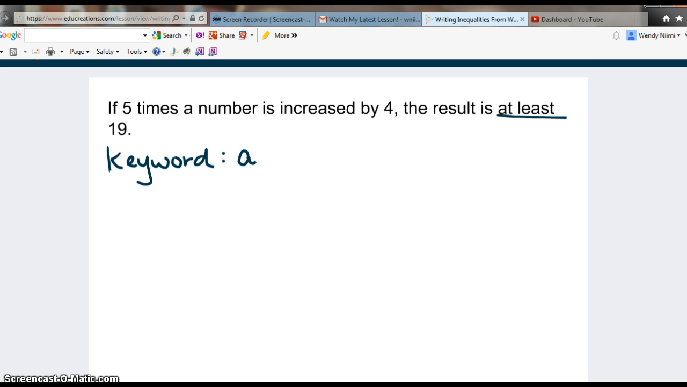Our variable is going to represent a number. We don't know what number it's going to be, so we're going to use x. Setting up our equation.